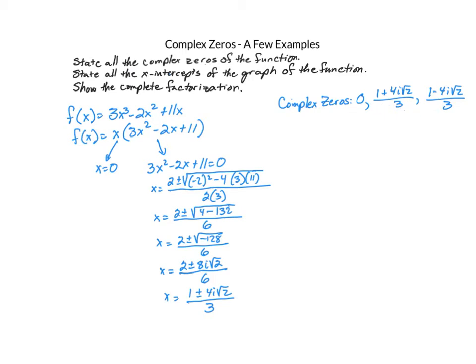So that brings me to the x-intercepts. What would the x-intercepts of the graph be? Well, they must be real. So this 0 would be generating an x-intercept. So we have an x-intercept at (0, 0), but the other 2 zeros are not real and hence do not generate x-intercepts. So the graph of this function would just cross the x-axis in one place, and it's at the origin. Let's show the complete factorization.